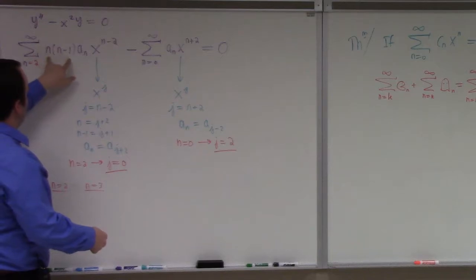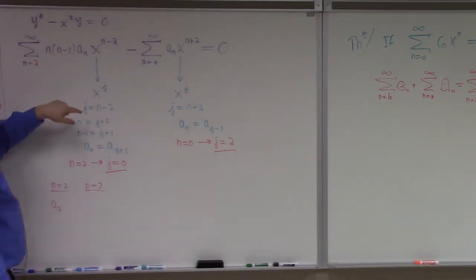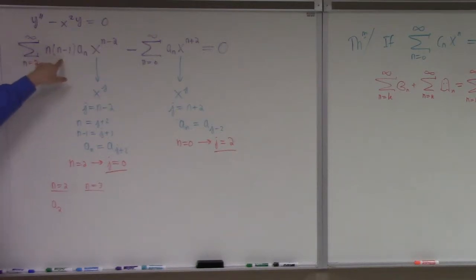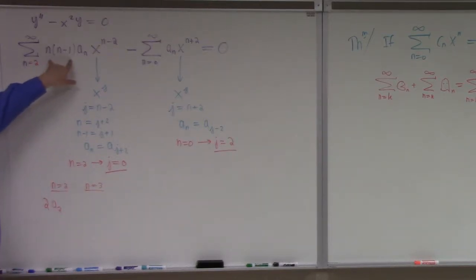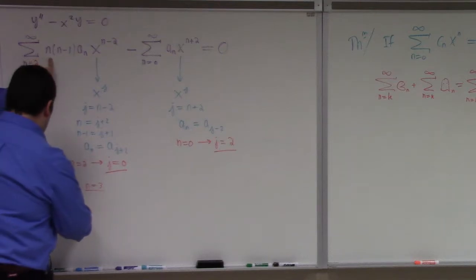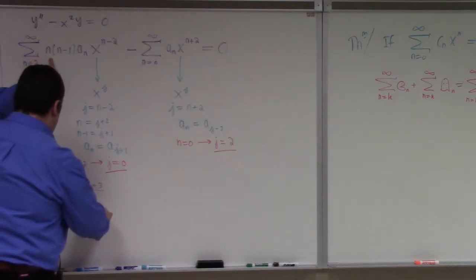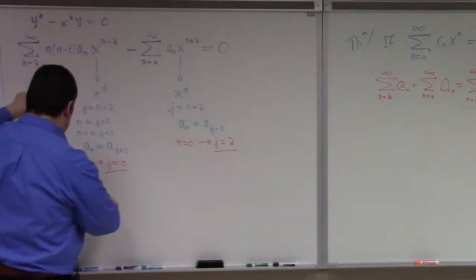2 times, that's a sub 2? Yeah? Right? 2 times, oh, I'm sorry. 2a sub 2, right? Plug in 2 here. 2a sub 2. How about what happens when I get to n equals 3? I get 6 a sub 3 minus 2x.